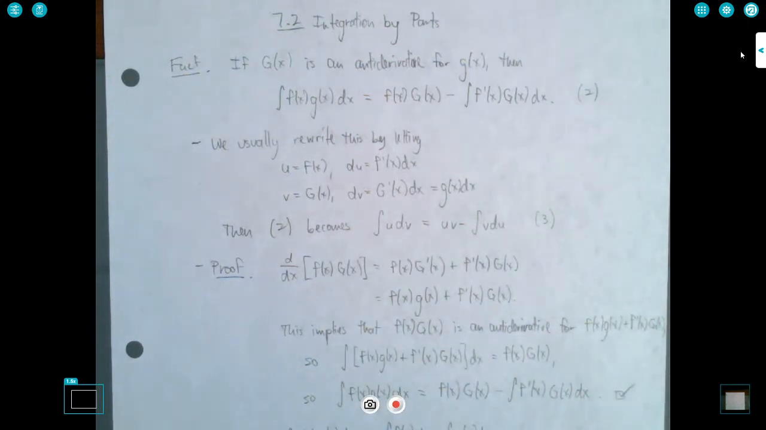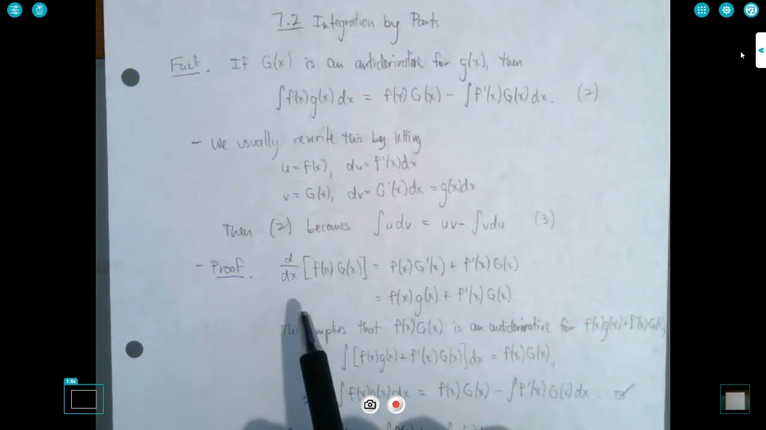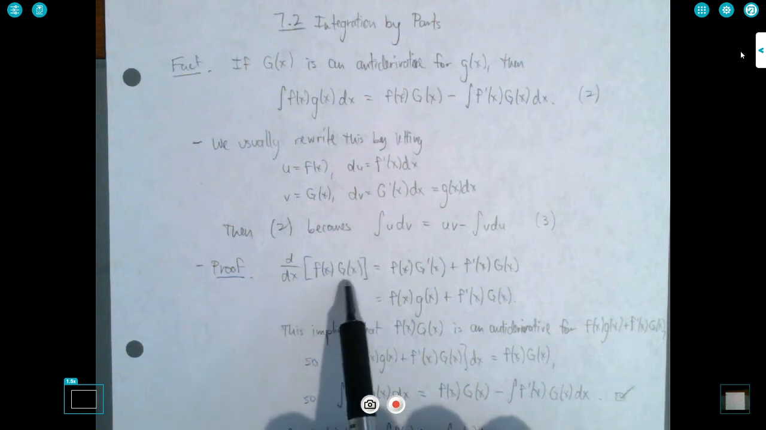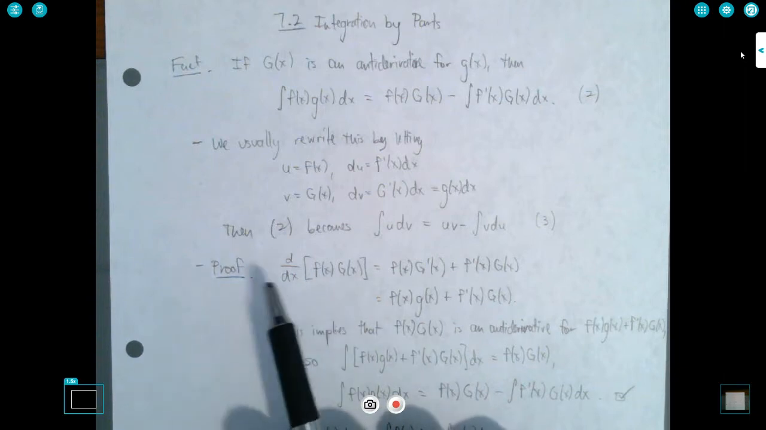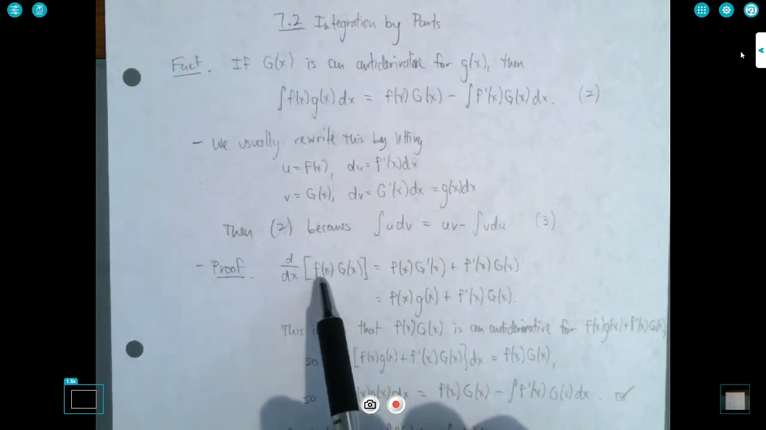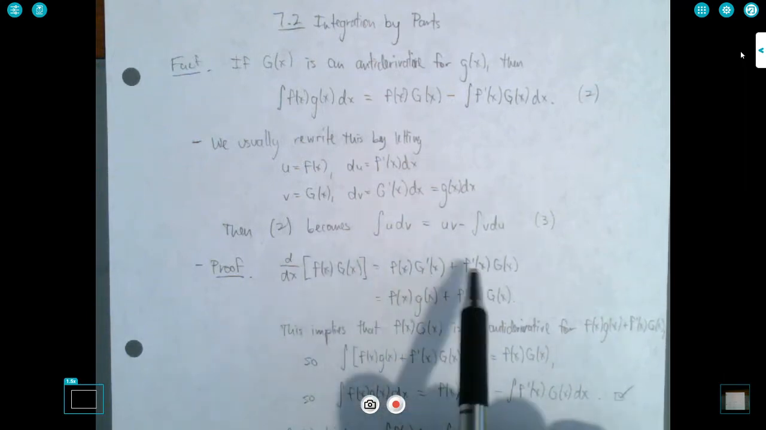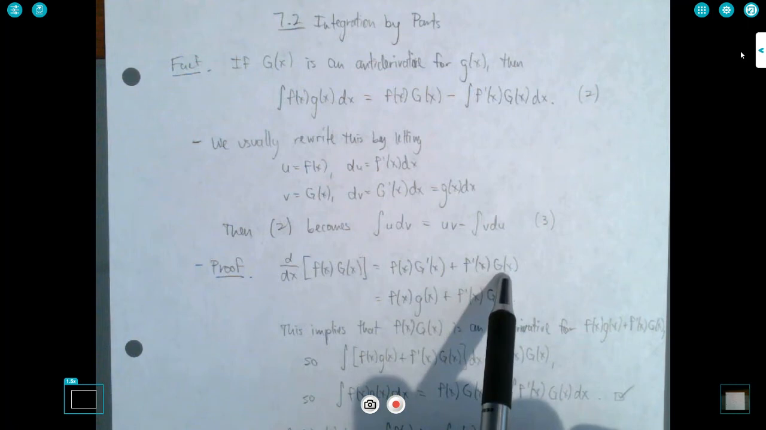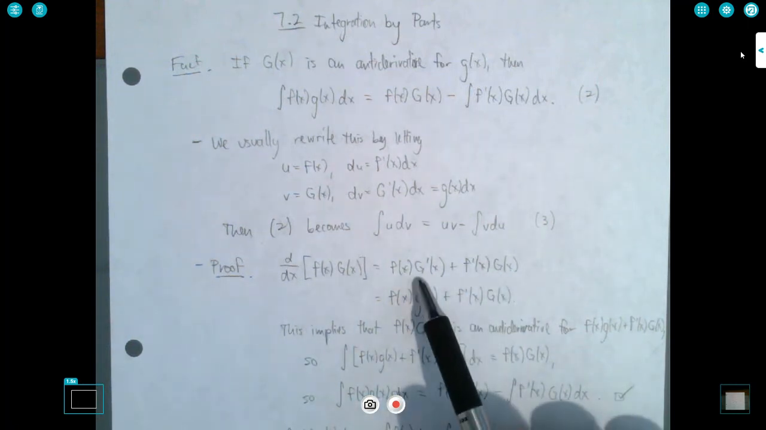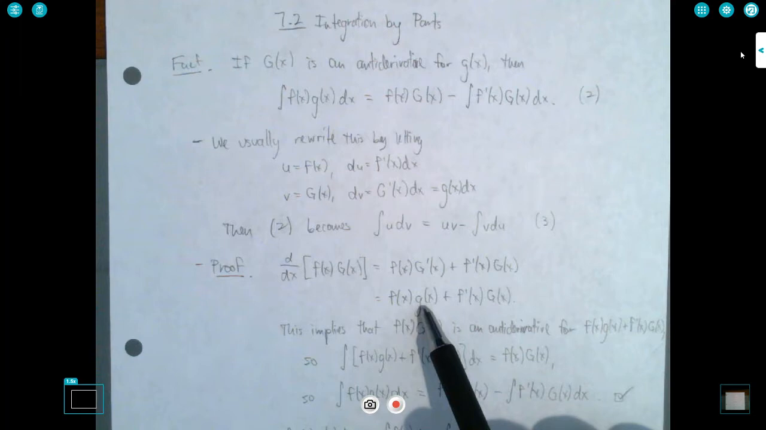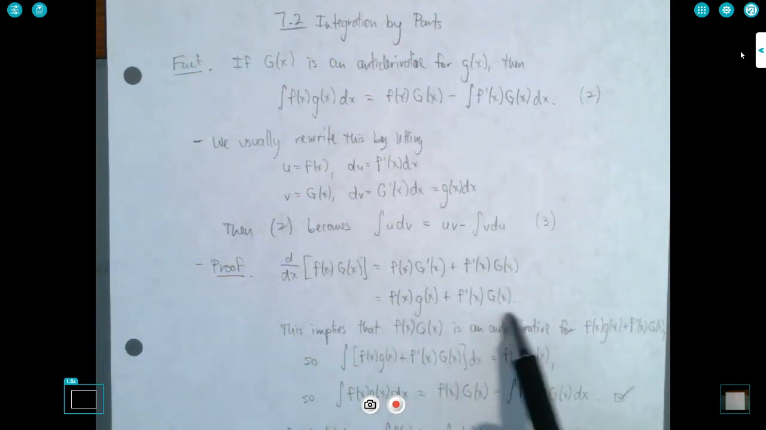But anyway, here's the proof. To prove this statement, we're going to start off by differentiating f of x times capital G of x. Now, we know from the product rule for derivatives that this is going to be the first times the derivative of the second plus the derivative of the first times the second. Now, capital G was an antiderivative for lowercase g. That means the derivative of capital G is just lowercase g. So we get this.